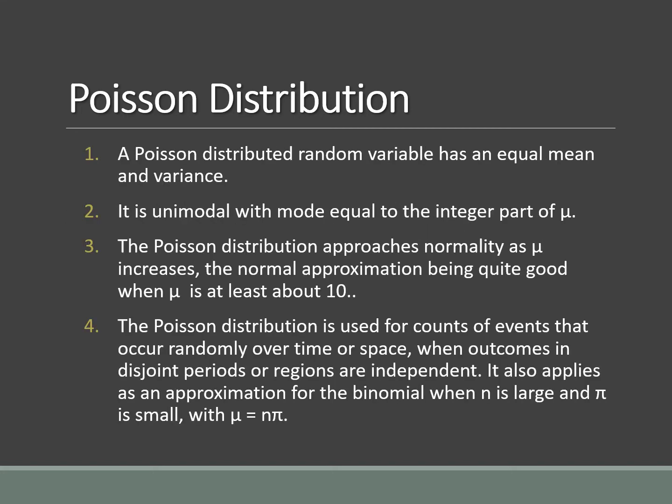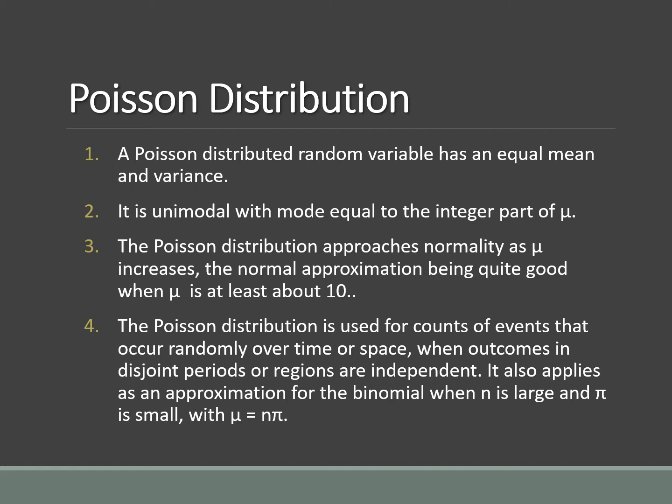So some things that you need to recall about the Poisson distribution. First is that it's a random variable that has an equal mean and variance. As you can see, we only have one parameter, and that is the parameter for both the mean and the variance. Second, it is unimodal with mode equal to the integer part of the mean. Third, the Poisson distribution approaches normality as mu increases. Meaning, as you increase the value of the mean, the Poisson distribution would look like a normal distribution.